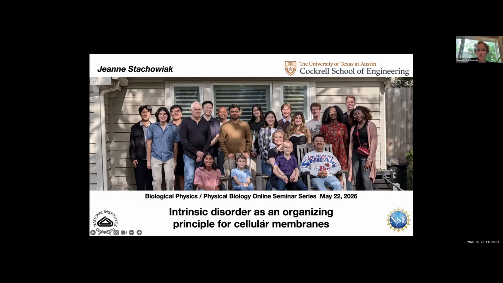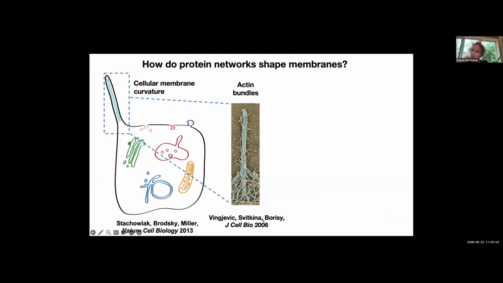Okay, so I'm going to share just two short stories since we don't have a lot of time together. The first one is about how the actin cytoskeleton can bend the membrane. A lot of you will be familiar with the idea that bundled actin can drive membrane protrusion in these little finger-like structures filled with actin bundles called filopodia.